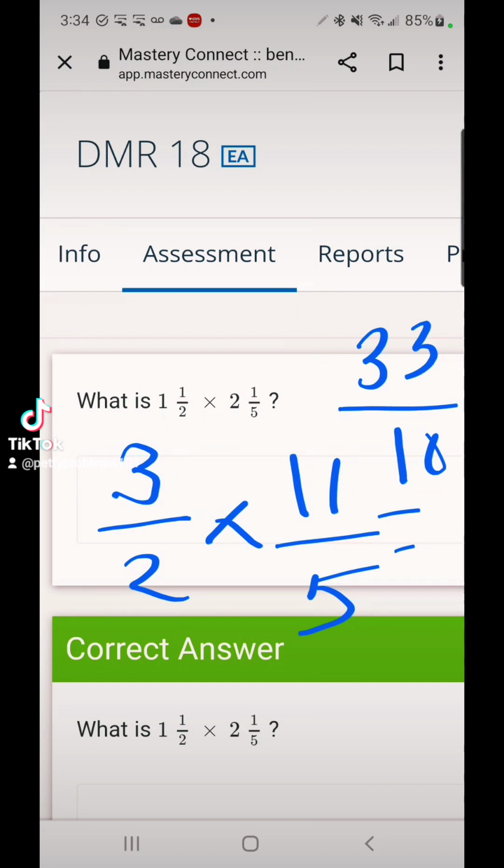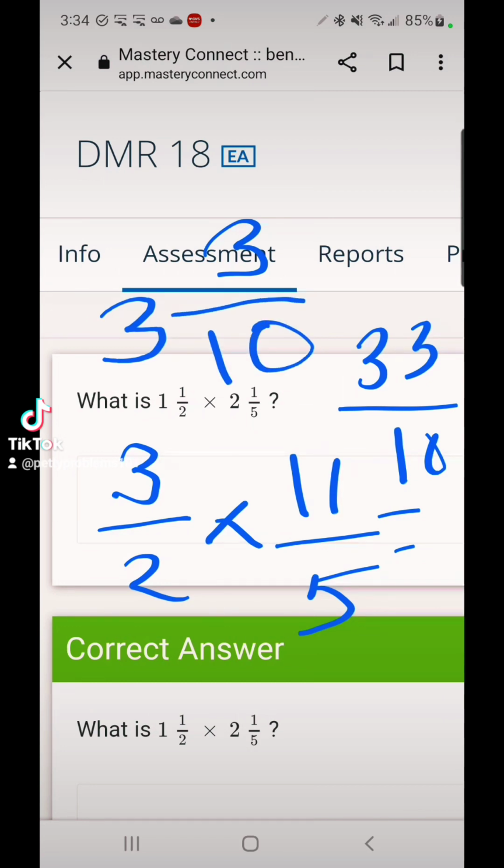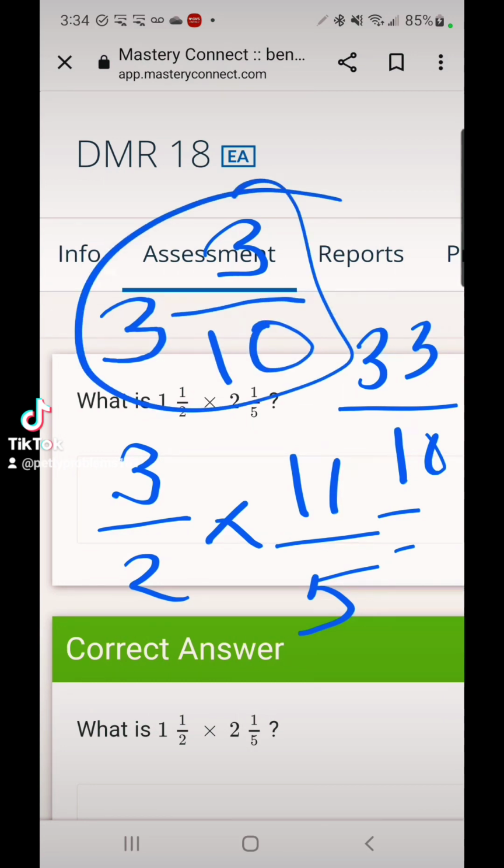You're going to then simplify. Divide 33 by 10, and that goes in 3 times. 3 is your whole number with 3 left over. So it's 3 3/10. Keep the denominator. That's your answer.